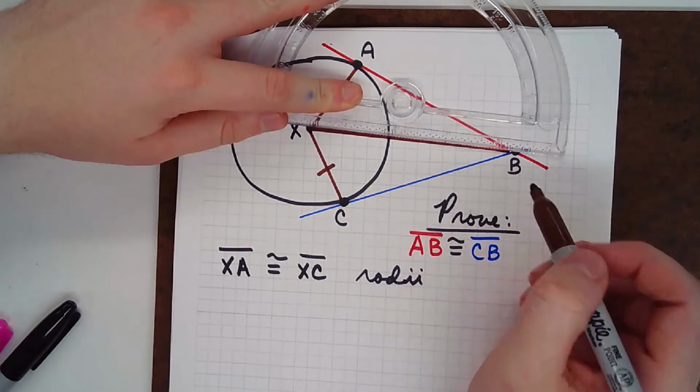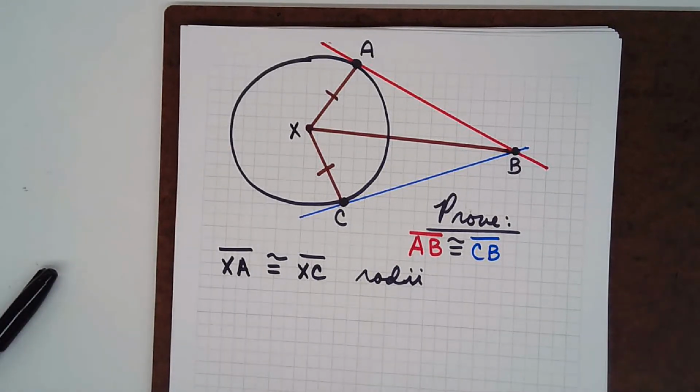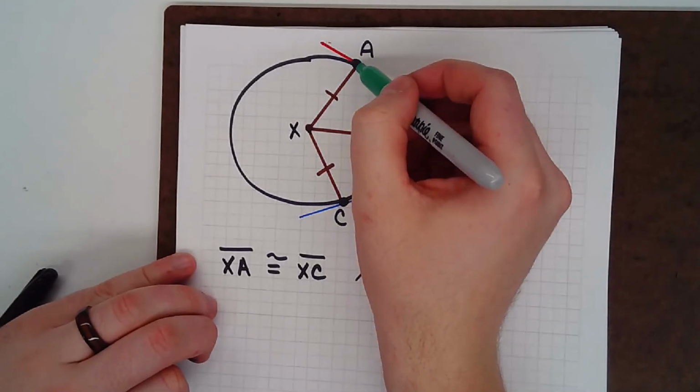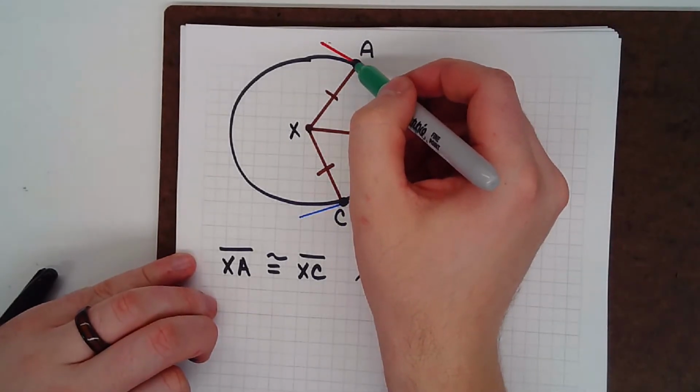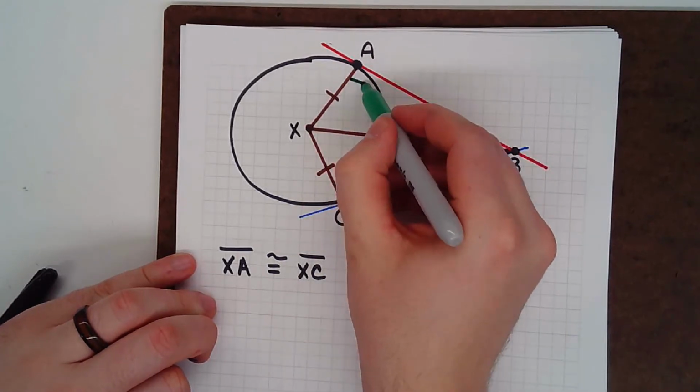Now, a thing that you need to know about tangents is that when we have tangents, they hit the point of tangency and intersect with the radii that hit that point of tangency at a 90-degree angle. So these are 90 degrees. That is very important.